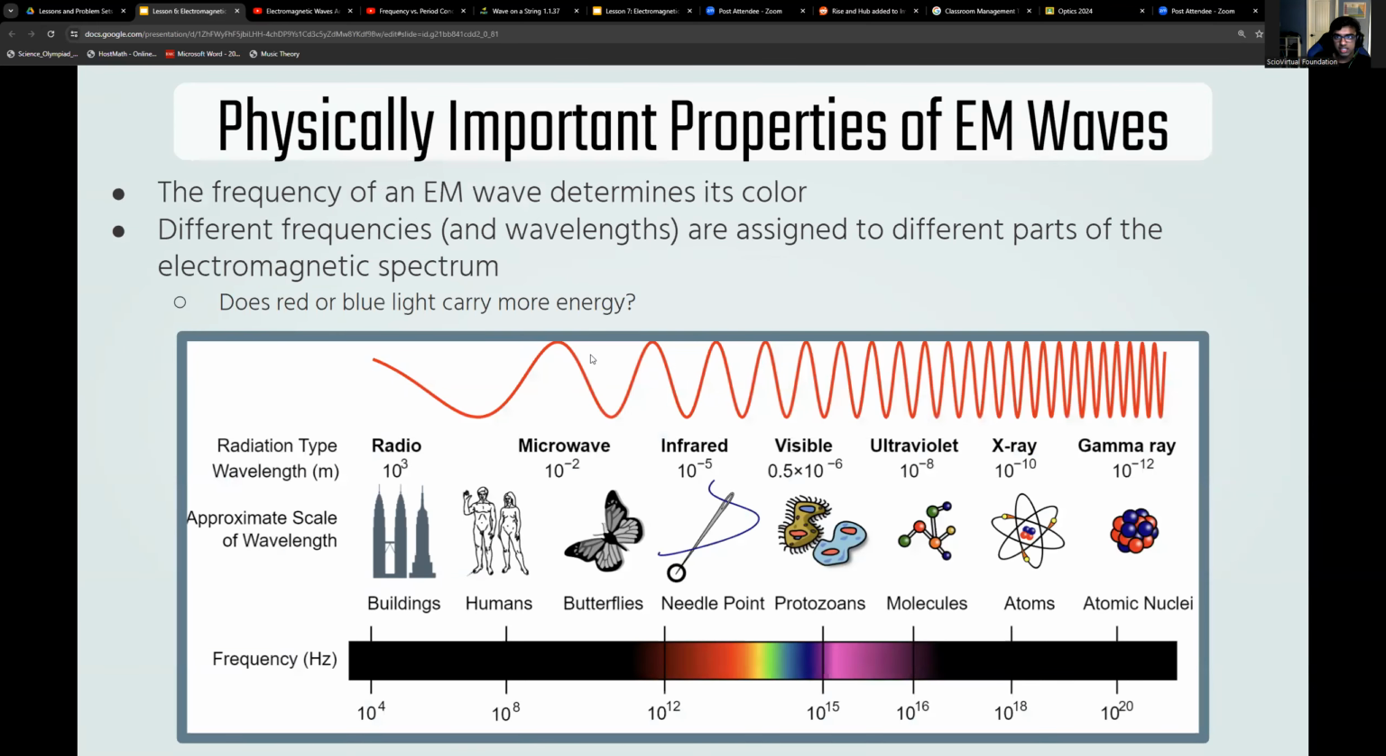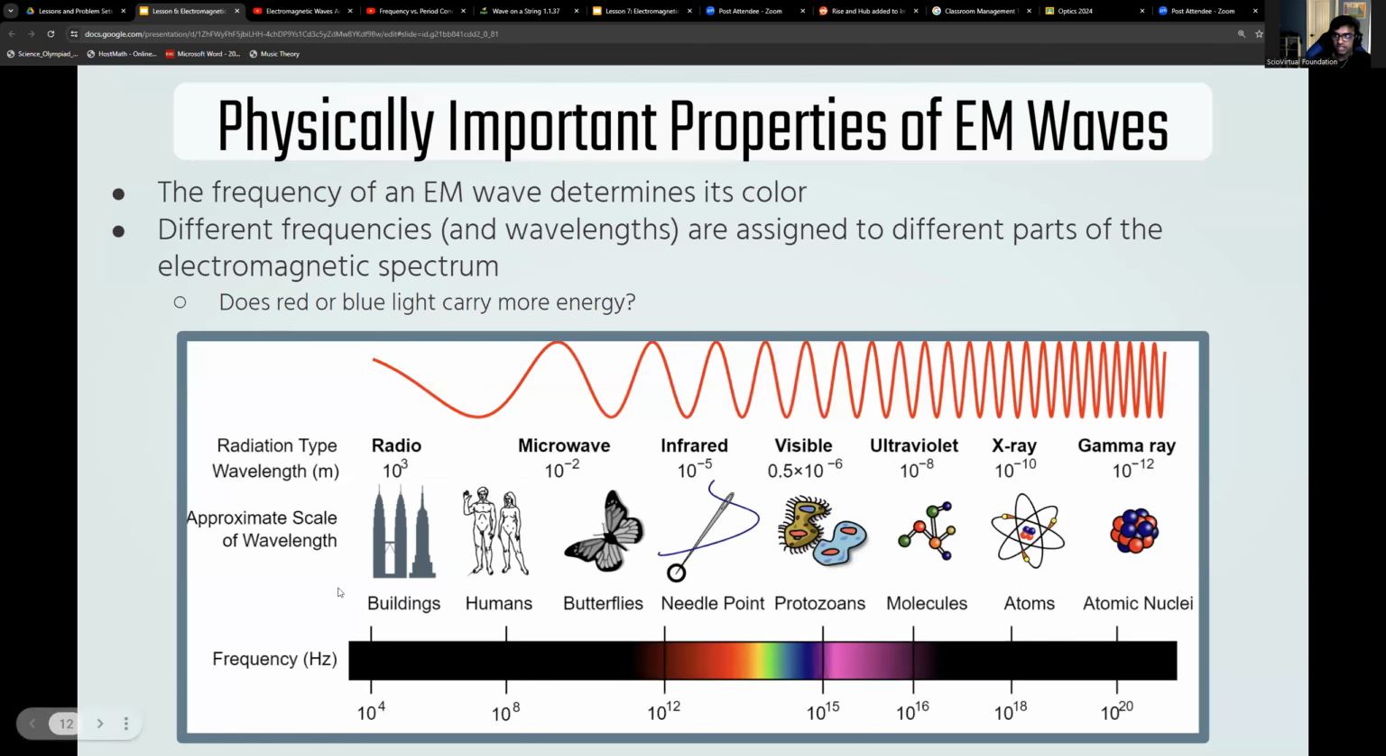So let's talk about the physically important properties of electromagnetic waves. The frequency of an electromagnetic wave determines the color that we see, okay? So different frequencies and wavelengths are assigned to different parts of the electromagnetic spectrum. Does red or blue light carry more energy? Quickly think about that for yourself.